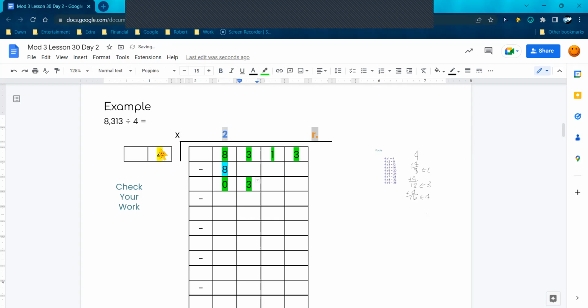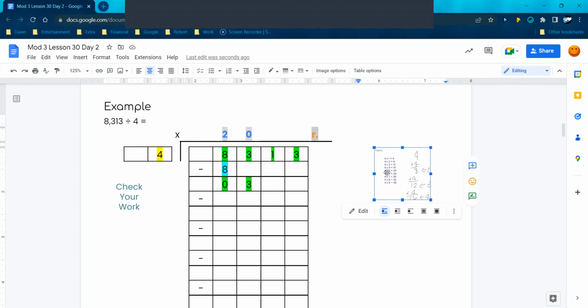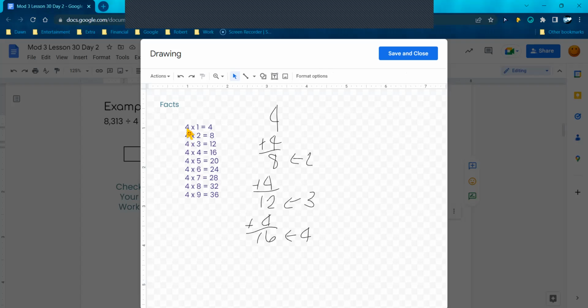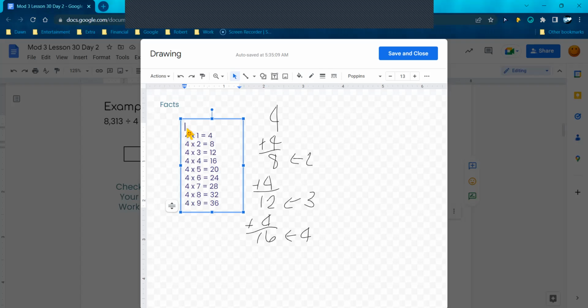And now I repeat. 4 goes into 3, and I see that 3 is smaller, and I can't take 4 out of 3. So up here in the quotient, it's really important we put 0, because if not, our number's off. So 0. So I'm saying 0 times 4 equals 0.